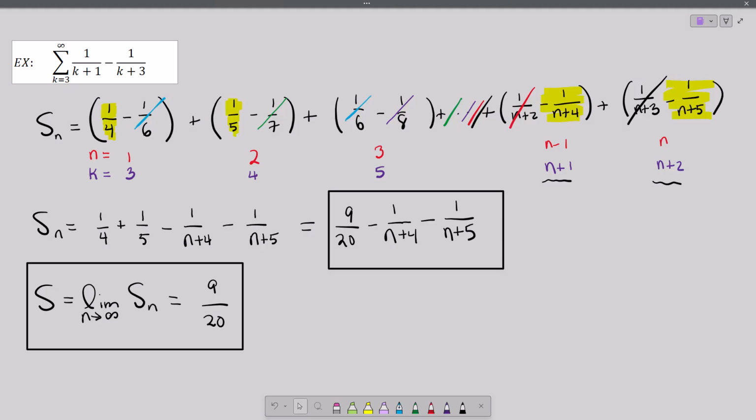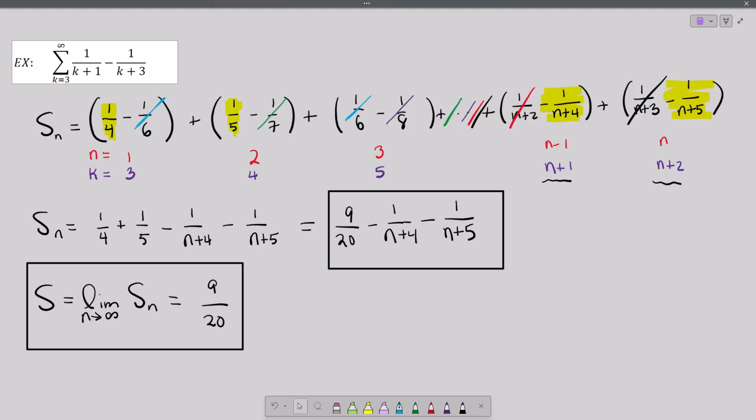So if we plug in n equals 100 right here, we will get the sum of the first 100 terms. If we plug in n equals 5, we will get the sum of the first 5 terms. If we want the sum of all infinite number of terms, we take the limit as n goes to infinity. So S is the sum of the series, the infinite series, whereas S sub n is the sum of the leading terms, the leading n terms.